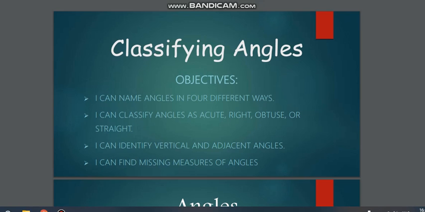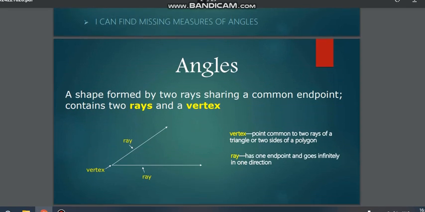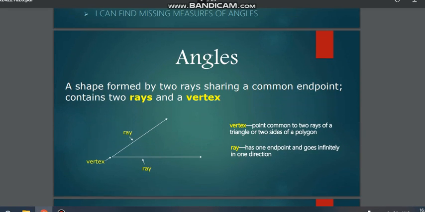Let's begin talking about, firstly, what an angle even is. It is a shape formed by 2 rays sharing a common endpoint, and contains 2 rays and a vertex. And what are rays and a vertex really? An angle, as we already said, is the union of 2 rays, and the rays are called the sides of the angle. And the common endpoint is called the vertex of the angle.